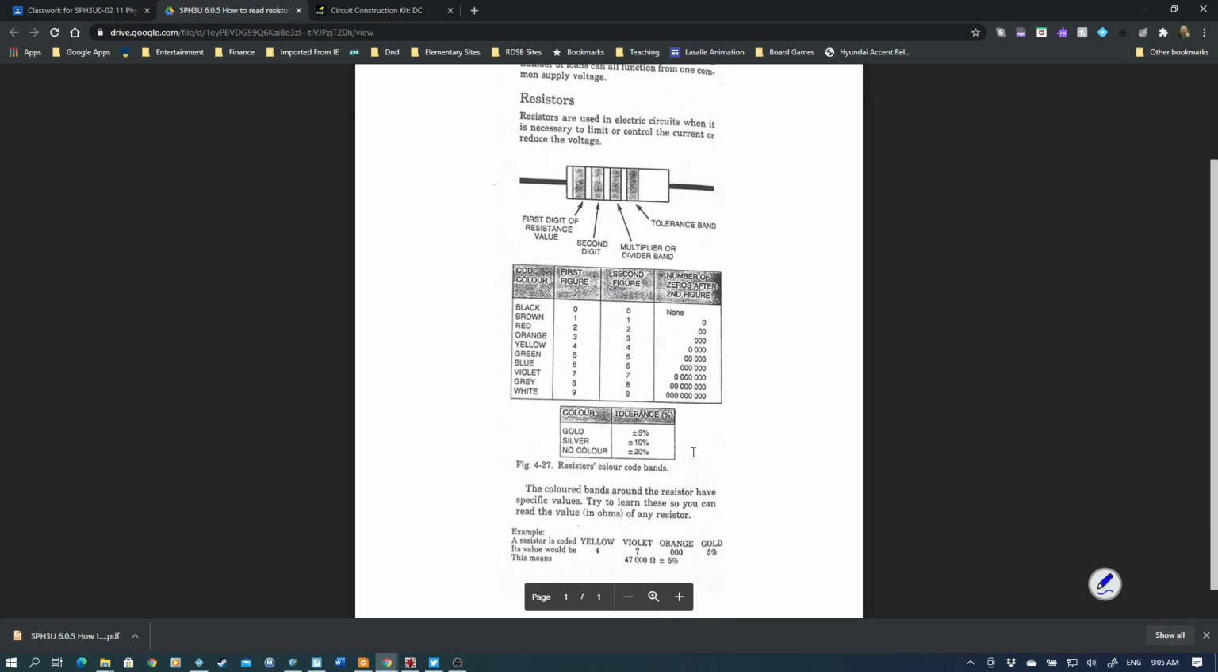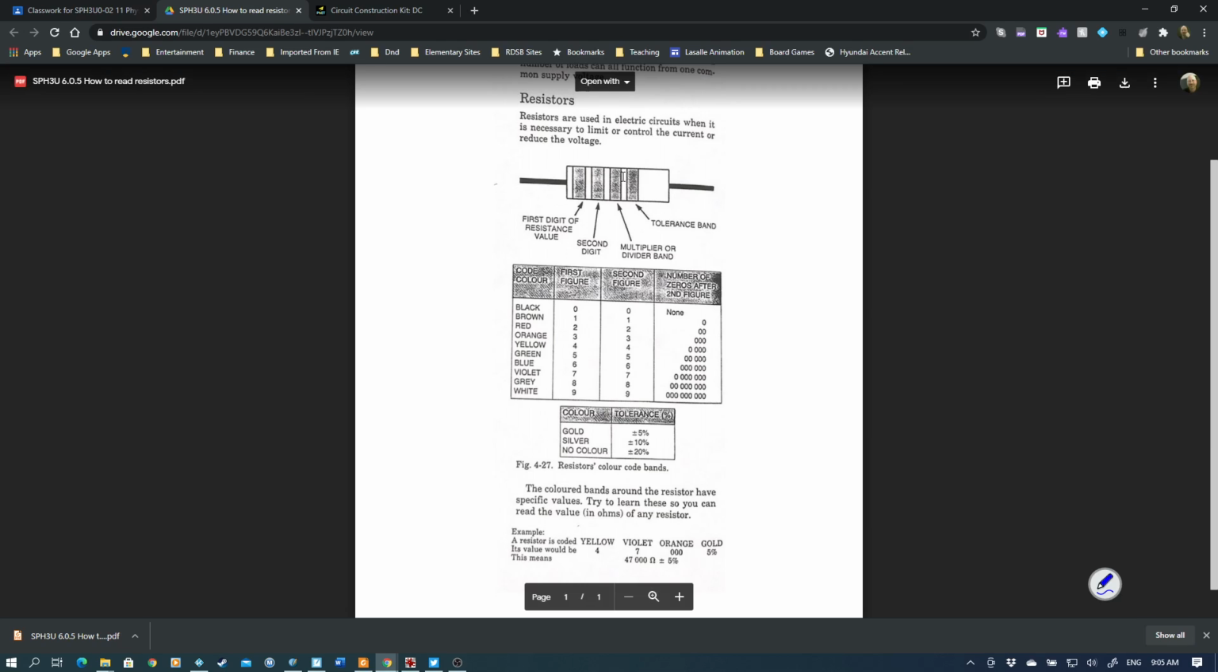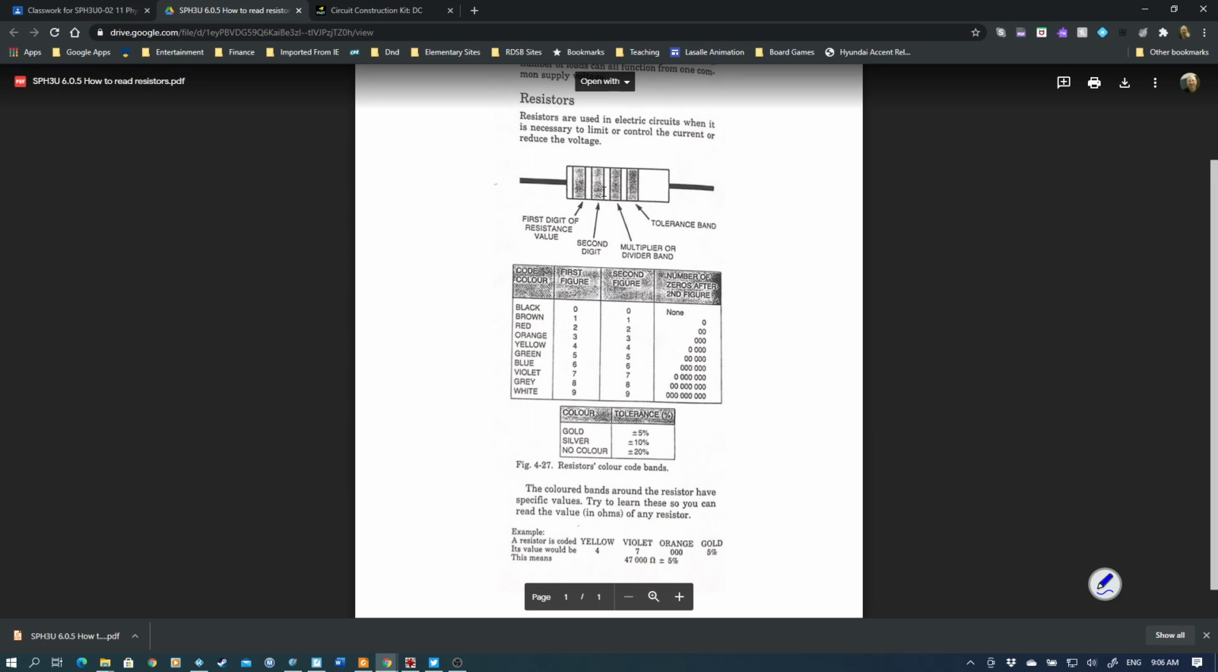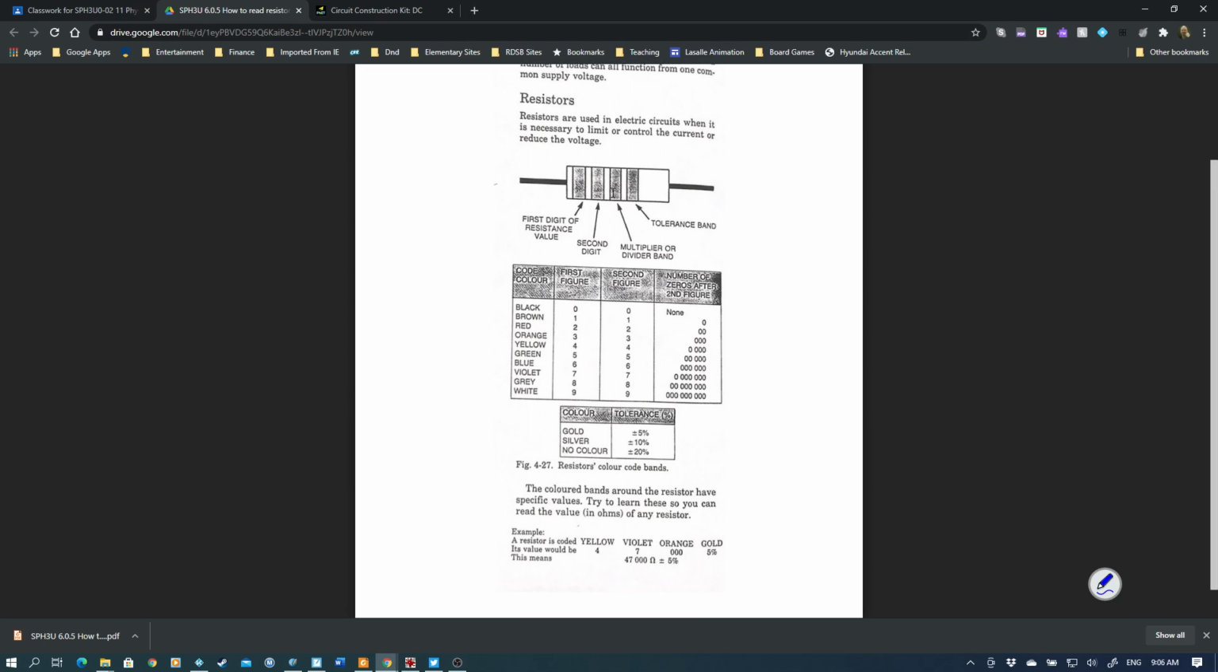So if you don't need it for very, very specific things, if it doesn't have to be a perfect resistance or as close to perfect as possible, you can buy a cheaper one that's going to have a silver band there. And if it has no color, which is possible, there wouldn't be a fourth band, then it represents 20% plus or minus. Okay, so that's called the tolerance band. So usually the first 3 bands are the only ones you need to look at.